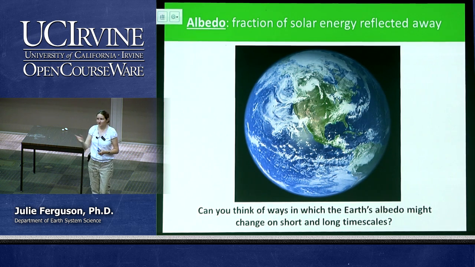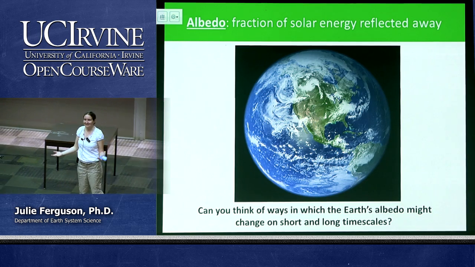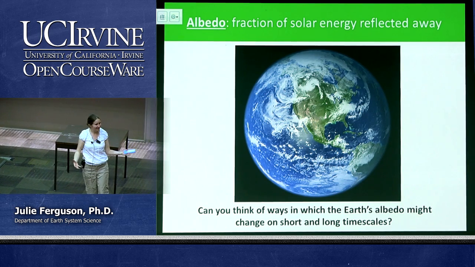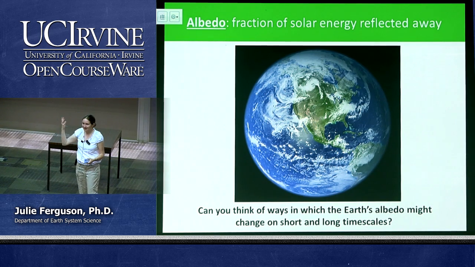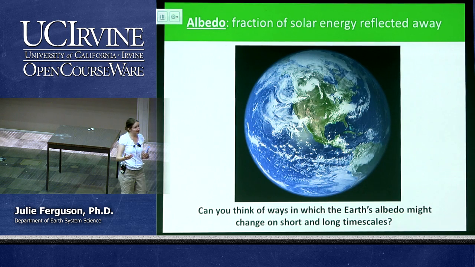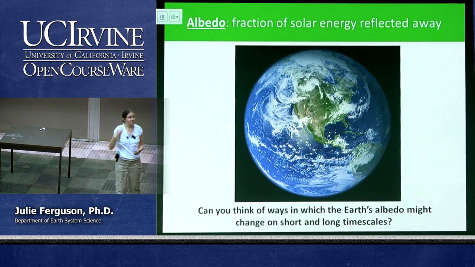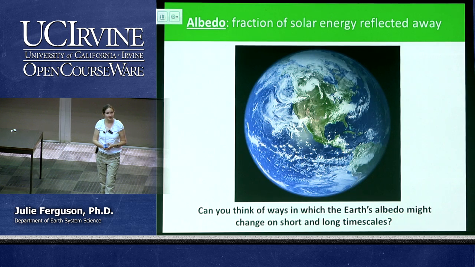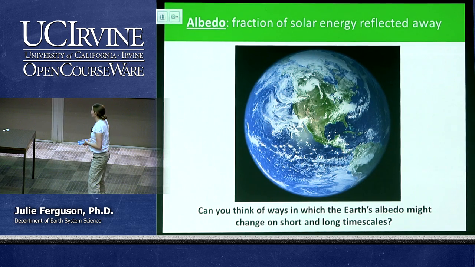So that would have a really big effect. What else might change even on shorter time scales? Yeah? Cloud cover, absolutely, day to day. Yesterday was incredibly hot, and we didn't have that many clouds. Today we're seeing a bit more cloud cover, and it feels different, right? And so clouds change really rapidly on Earth, and so that's one way we could change our albedo as well.